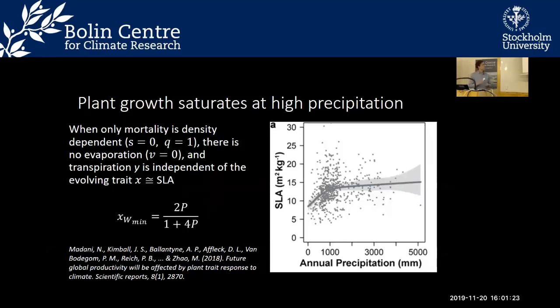So one thing we can do with the model is make these analytic functions. Here it's showing that the strategy minimizing soil water is saturating, and this is also what the data shows for specific leaf area, which is a good approximation of this plant strategy. And it's saturating as the annual precipitation is increasing.